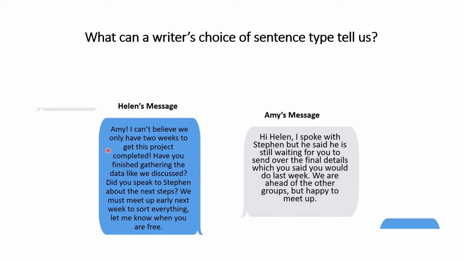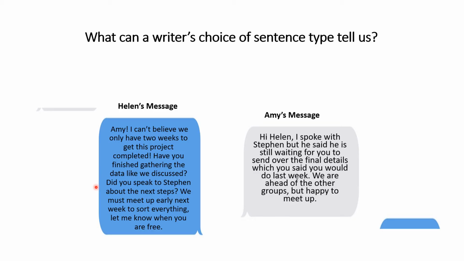We then have her using 2 interrogative statements here. Have you finished gathering the data like we discussed? Did you speak to Stephen about the next steps? Which could show her trying to take control in this written conversation, and it also helps to make sure she gets a response from Amy, as it's much ruder to ignore a text or someone that's speaking to you that asks you a direct question than one of the other sentence types, because an interrogative sentence expects a response from the person receiving the text.